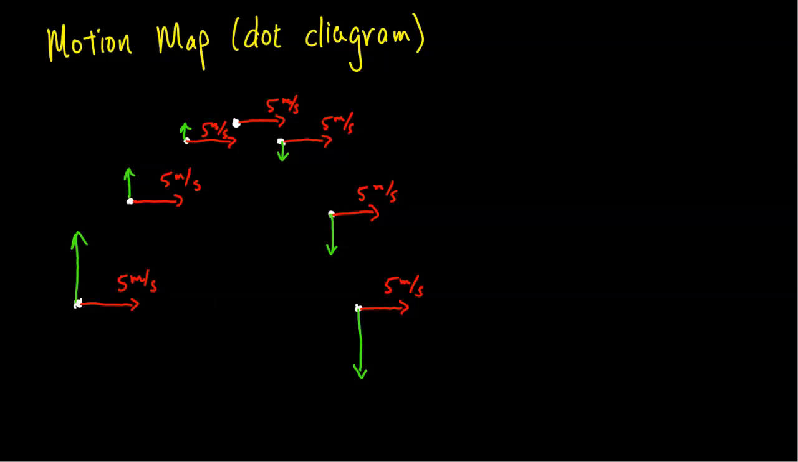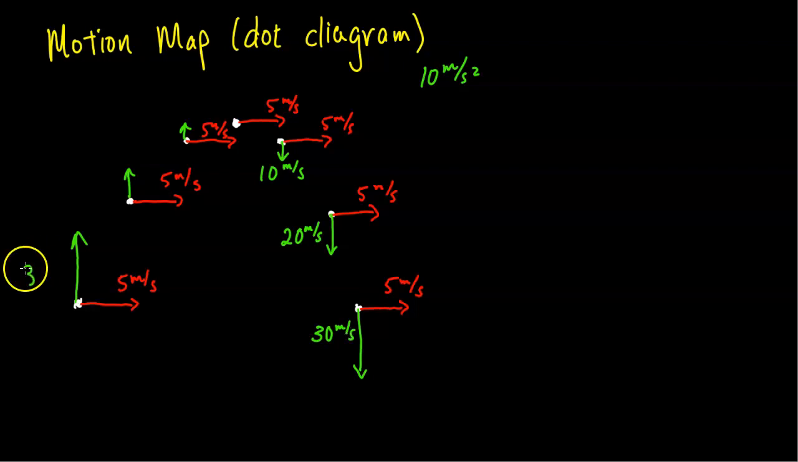But 1 second later, if it has an acceleration of 10 meters per second squared, this means that 1 second later, it's going to have a speed of 10 meters per second. 2 seconds later, it's going to have a speed of 20 meters per second. 3 seconds later, it's going to have a speed of 30 meters per second. On the other side, we can see that at the same height, they're going to have the same speed.